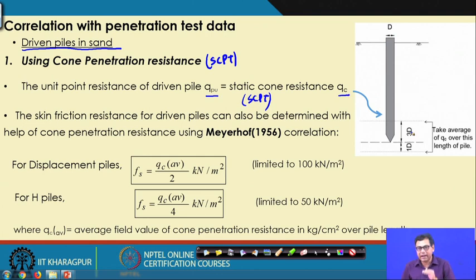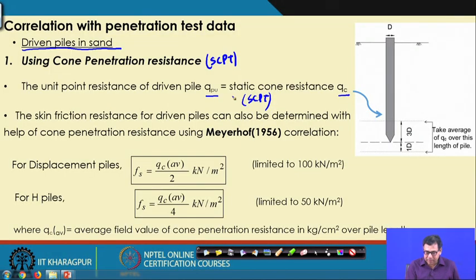So, that means the average cone resistance value below 1D of soil from the base of the pile and above 3D of soil from the base of the pile, this total 4D soil average cone resistance will be equal to the tip resistance of the pile. Okay. So, this is for the tip resistance QPU.